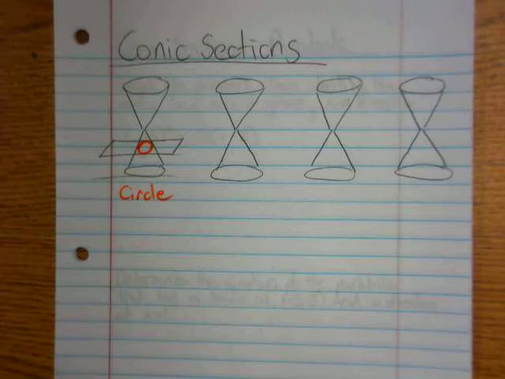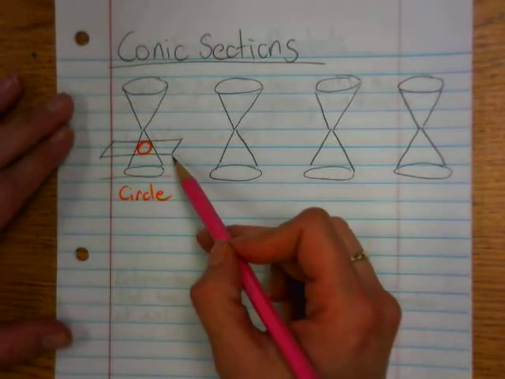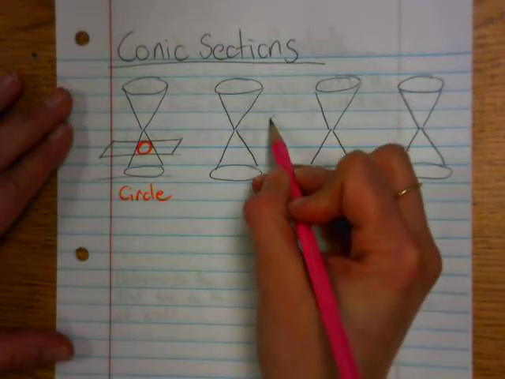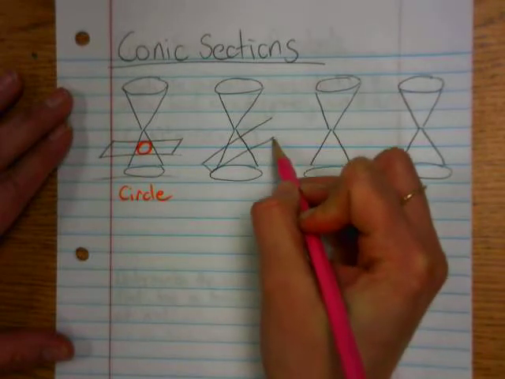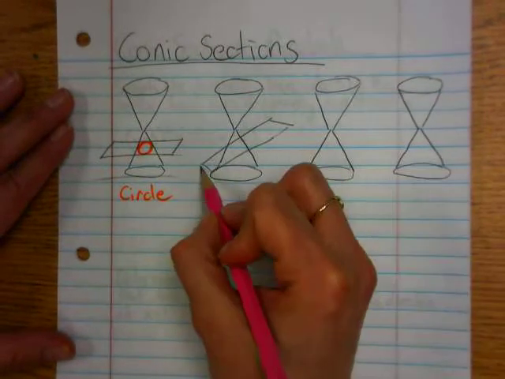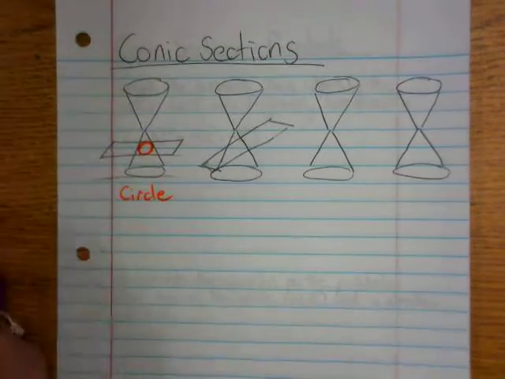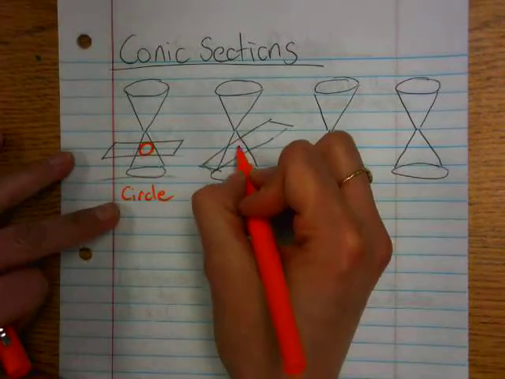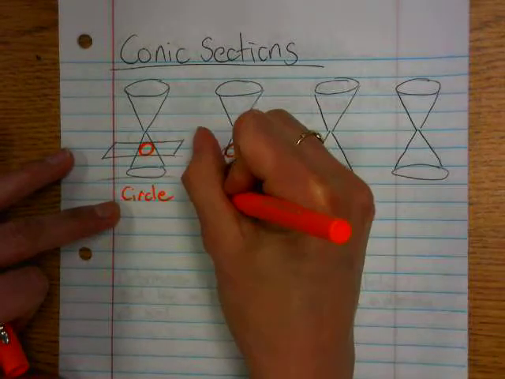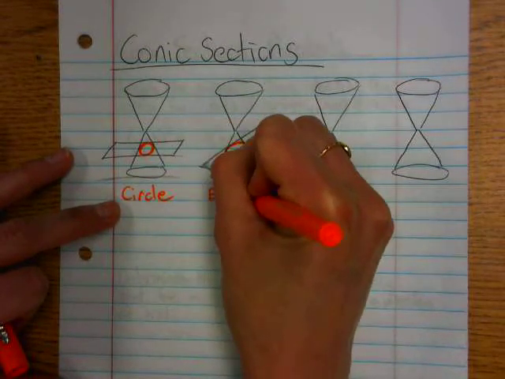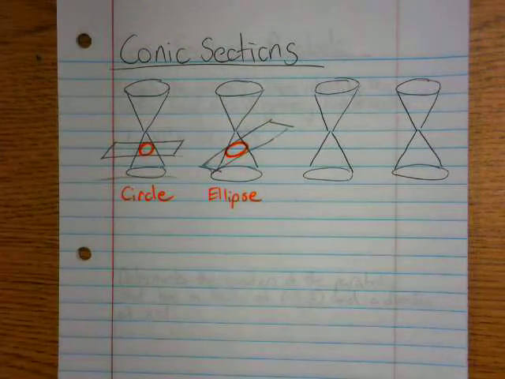If I were to take that plane and just angle it slightly so that it still passes through 2 sides of the same cone, but it's at an angle now, then what happens to my cross section is it ends up looking more like this, and that's what we call an ellipse. So that's going to be the second conic section we're going to see quite a bit.